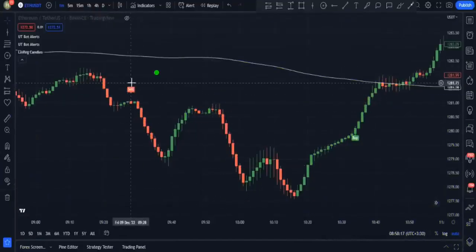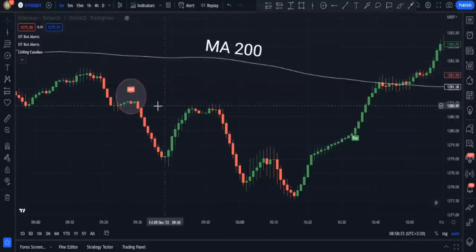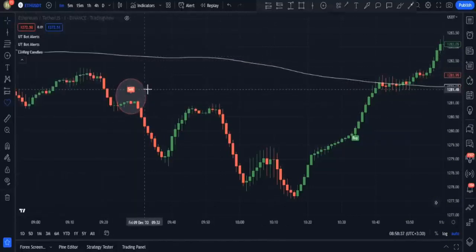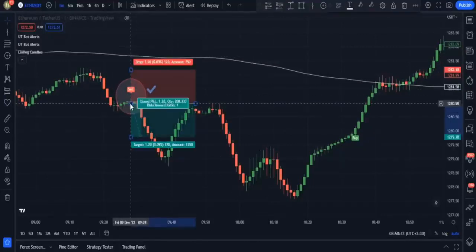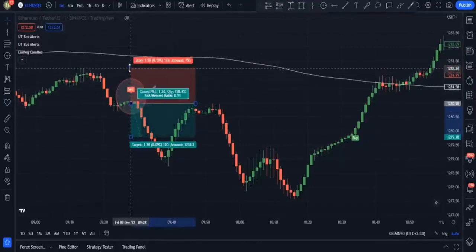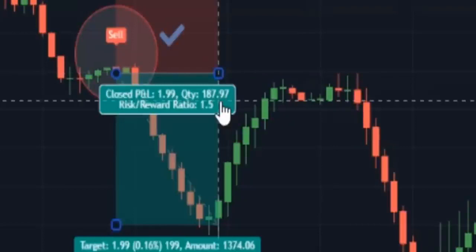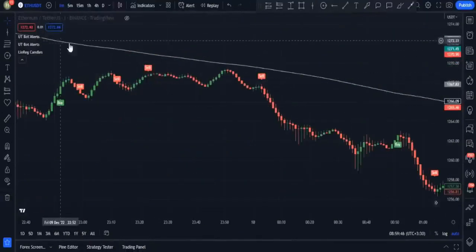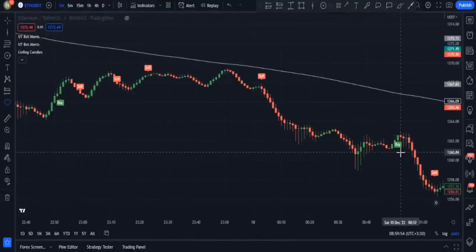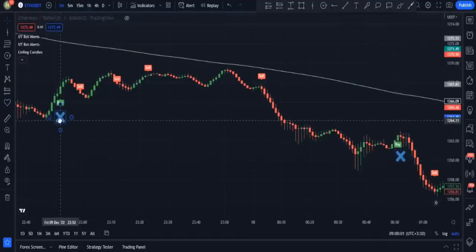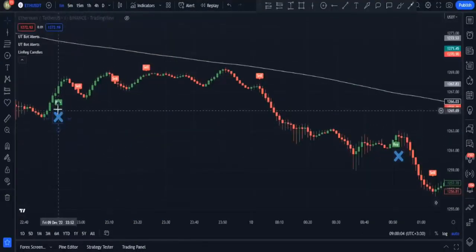It is the exact opposite for sell trades. I just need a sell signal from UT-bot alerts and the price should be below the moving average 200 line to confirm the signal. I entered the trade at these candlesticks' closing, setting my stop loss above the last swing high. And like the buy trade, I set a 1 to 1.5 risk-reward ratio for exiting the trade. With using the moving average 200 line, many fake signals like this buy signal and this other one here get filtered and it prevents us from entering a trade against the market trend.